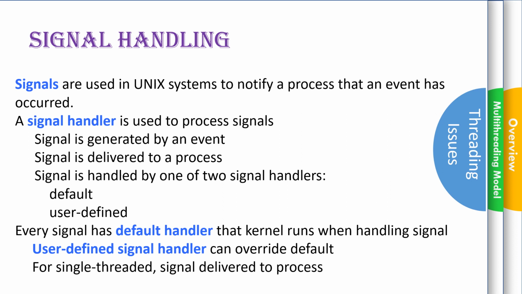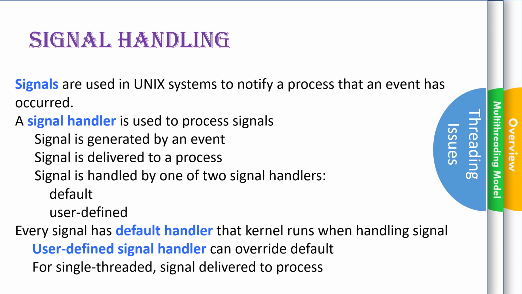Signals are used in Unix systems to notify a process that an event has occurred. A signal handler is used to process signals, and a signal is generated by an event. This event can be like a keyboard event or a mouse event, or an interrupt that occurred or anything like that. These signals are generated by an event, and the signal is delivered to a process. Remember that signals are delivered to processes, not to threads. So the process has to decide to which thread this signal has to be given.